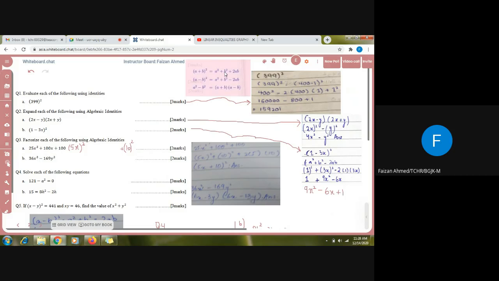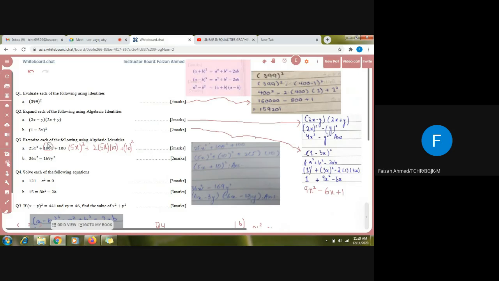The last term is also a square. Now I have to check the middle term, that is twice the product of the two. I can clearly see that the first term is 5x and the second term is 10, and the middle term should be twice the product of the first term and the second term. When I multiply this, 2 multiplied by 5 will be 10, and 10 multiplied by 10 will be 100x. So this is coming out to be the middle term.